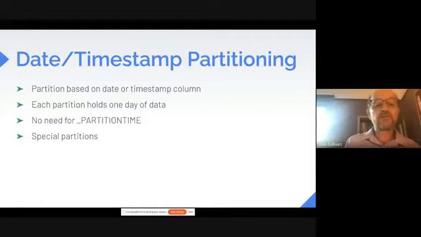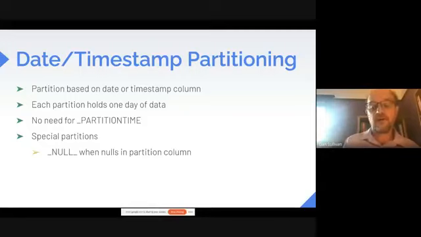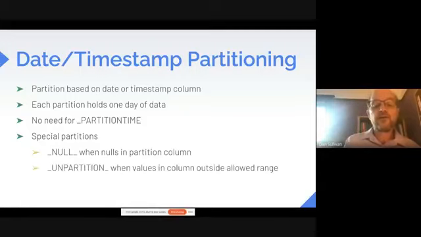Now, there are a couple of special partitions that are created. There's the null or underscore null underscore partition, and that's where rows will go if they don't have a date in that particular column. Or if the value in the datetime column is outside the allowed range, then it'll go into this unpartitioned partition as well.